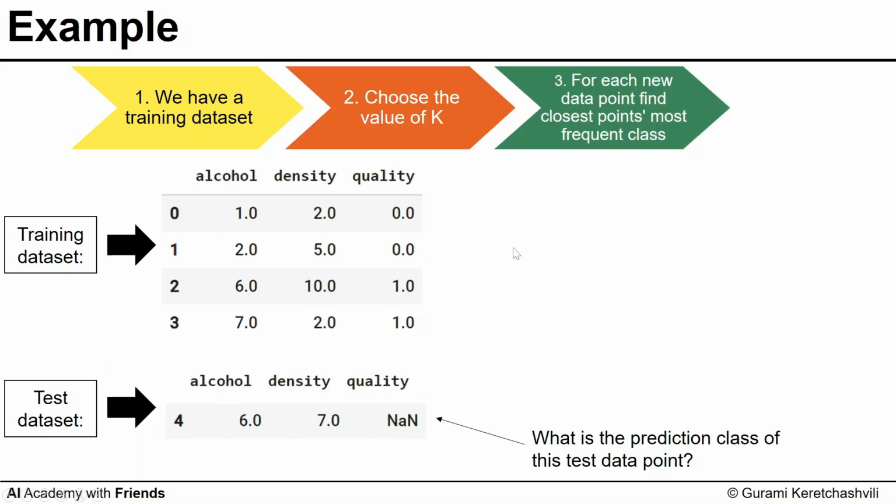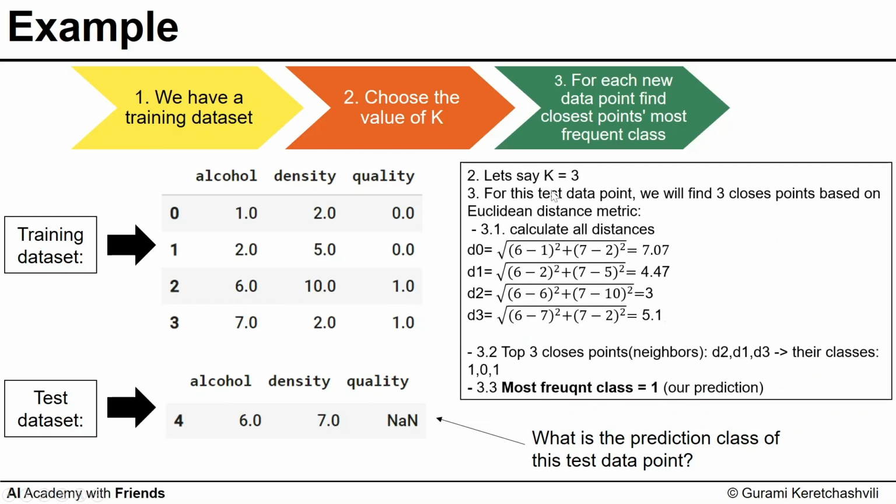Next step is to choose the value of k. Let's say it equals 3. As we know the value of k, we need to calculate the distance between the test data point and all the training points using the Euclidean distance matrix. The distance between the test point and the first training example is 7.7. The distance between the test point and the second training point is 4.47, and so on.